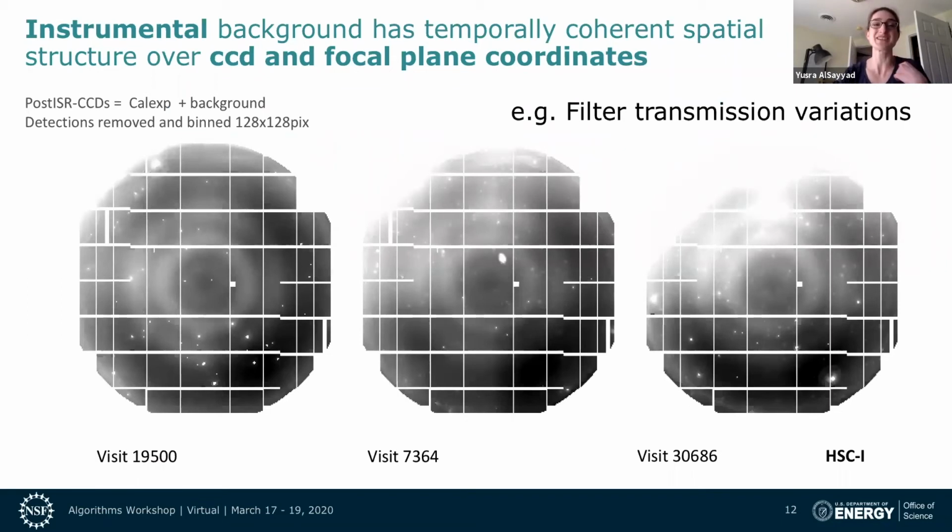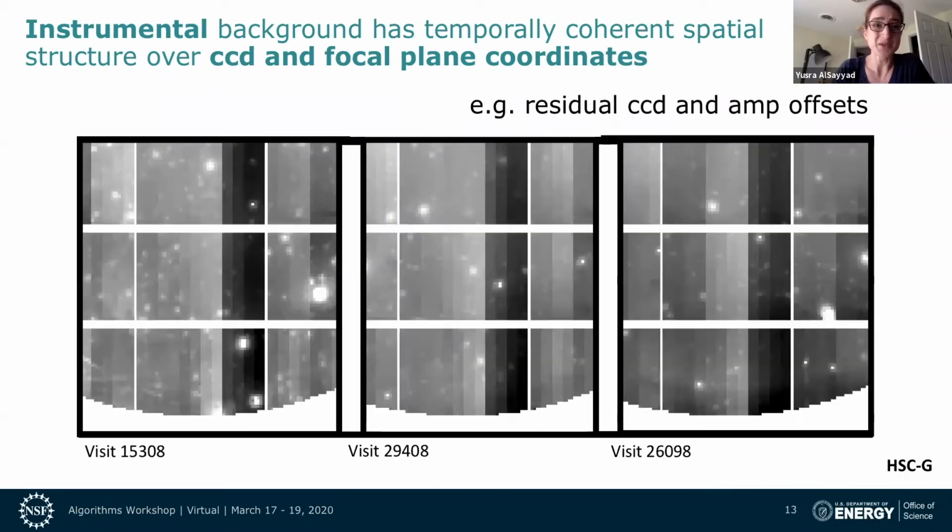An example of this is the filter transmission curve. So my definition of instrumental background is the background that has coherent spatial structures in CCD and focal plane coordinates. So you take many visits and this imprint of your ISR, of your instrument signature removal, is in the same place. It has the same structure in every visit. I think Gary did a great job of introducing how this can have really small spatial structure. So Robert showed yesterday how we also have these residual CCD and amp offsets, which follow the same general pattern in every subsequent visit.